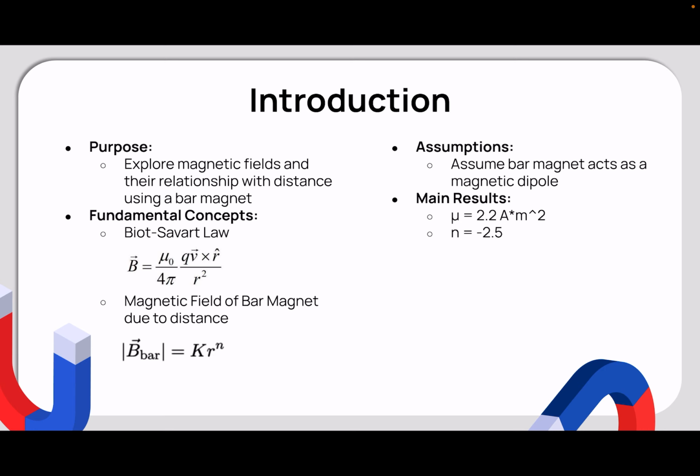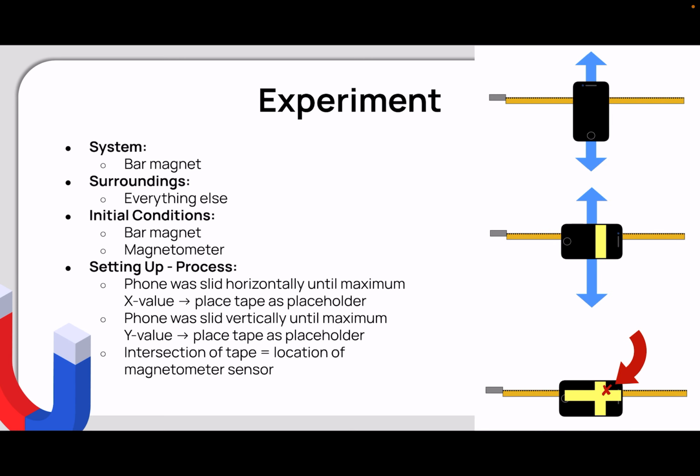The purpose of this lab is to explore magnetic fields and their relationship with distance using a bar magnet. Some fundamental concepts we're using in today's lab are the Biot-Savart law and the magnetic field of a bar magnet dependent on distance. Some assumptions we made during this lab were to assume that the bar magnet we're using acts as a magnetic dipole. Some of the main results we got were that the magnetic dipole moment is 2.2 amperes times meters squared, and that n is equal to negative 2.5.